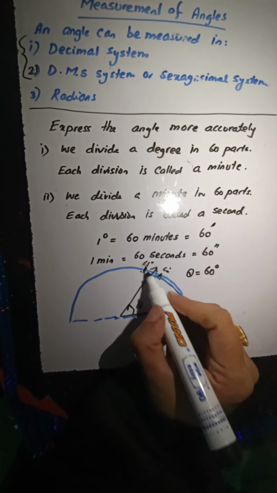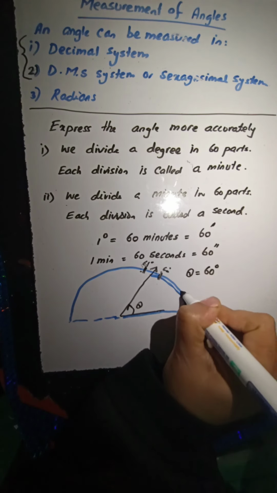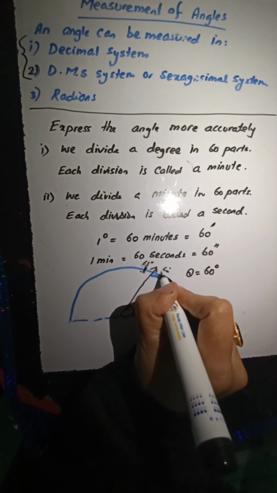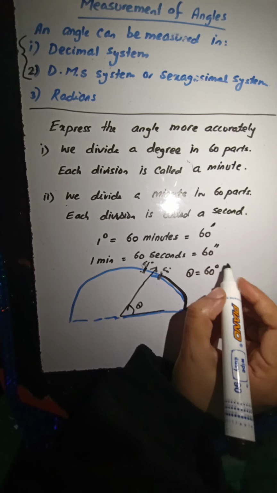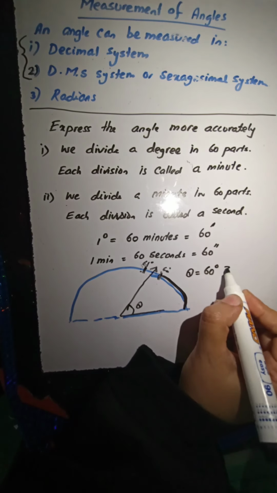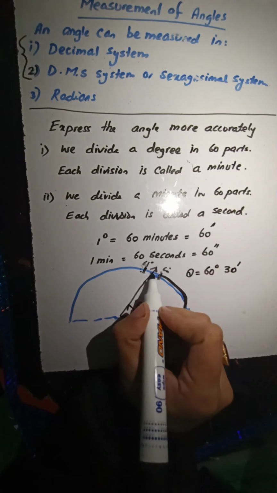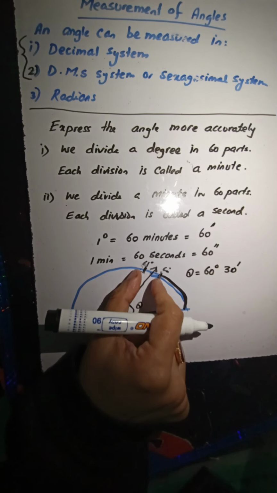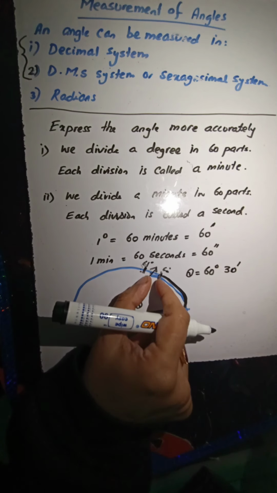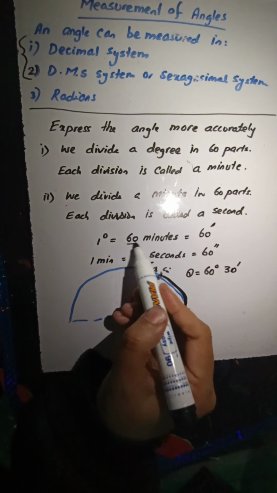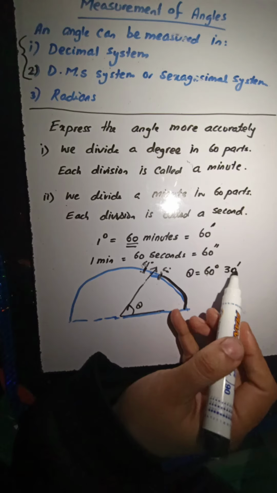So between this gap, it will be 60 full degrees, because it has started from here, reached 60, crossed 60, and gone half of the way between 60 and 61. So we will write this as 60 degrees and 30 minutes, because it is half of the degree. If a full degree is divided into 60 divisions, half of the degree will be equal to 30 minutes. Because 1 degree is equal to 60 minutes, this angle will be 60 degrees and 30 minutes.